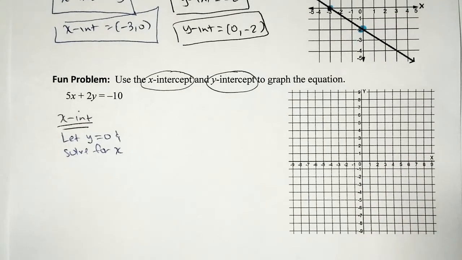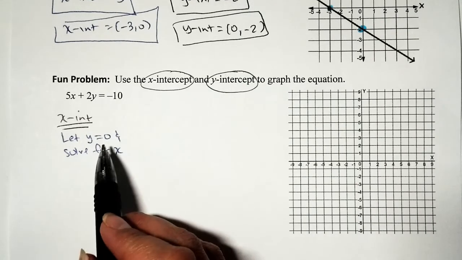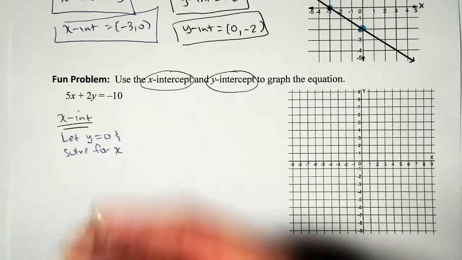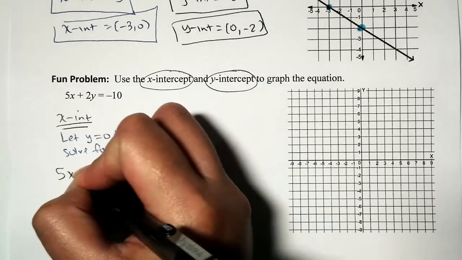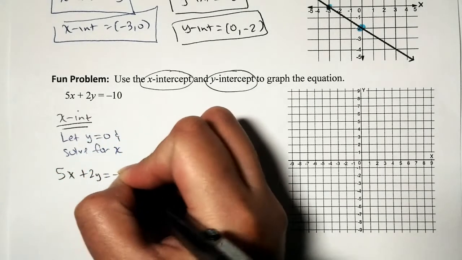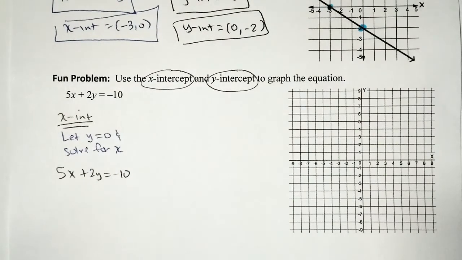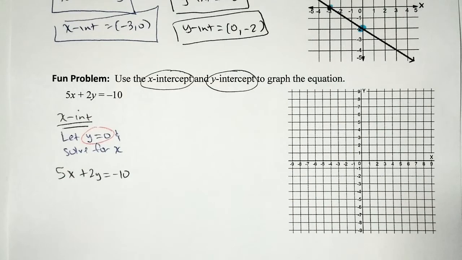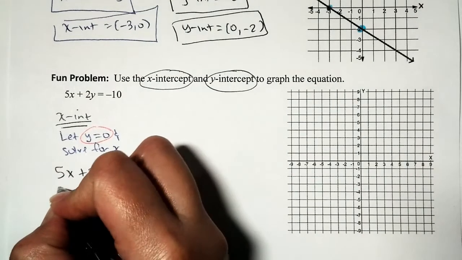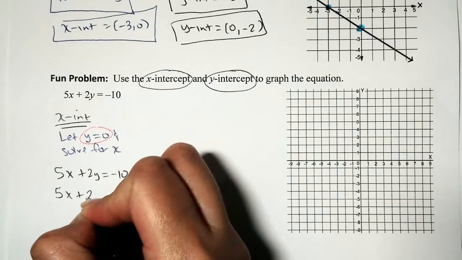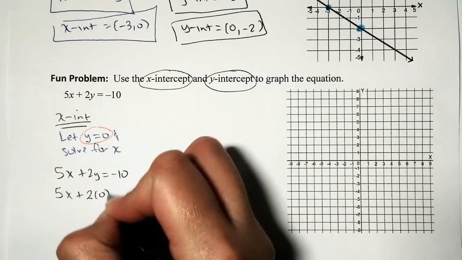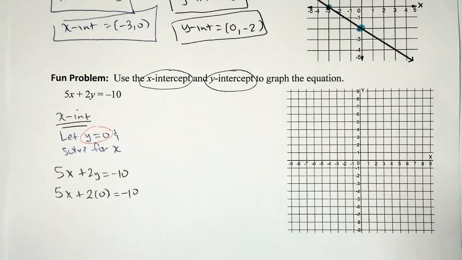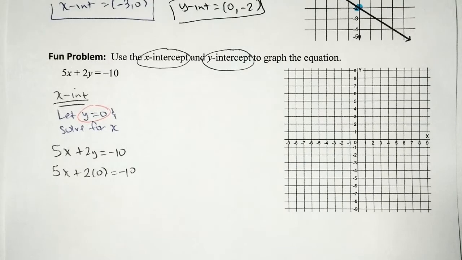Okay, so you are really good about plugging and chugging, but I'm not. Anytime I'm going to substitute a number for a variable, I always write down my equation or whatever I'm dealing with, equation or expression. In this case, equation. So we're going to let y equals 0 and solve for x. We have 5 times x plus 2 times y, which we said is 0, equals negative 10. Fantastic. Keep your cool and solve for x.